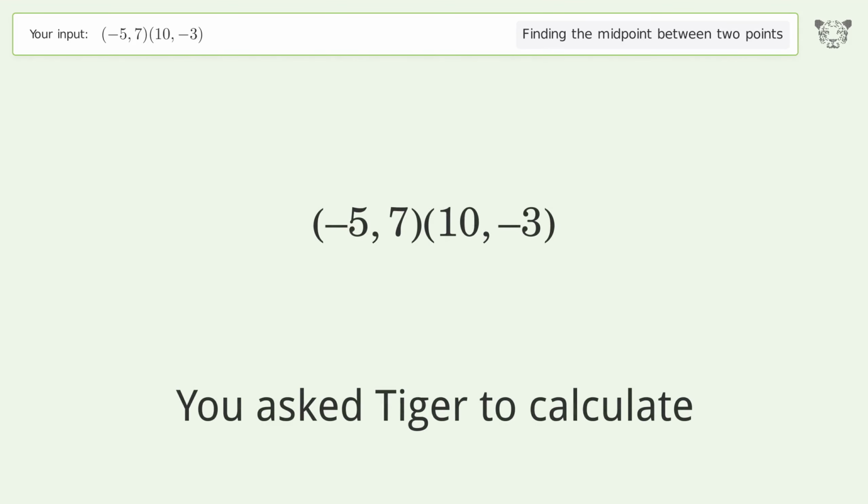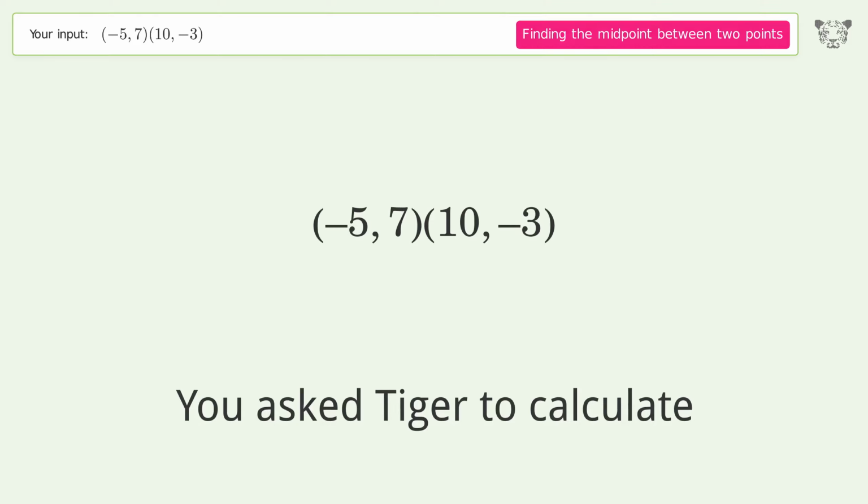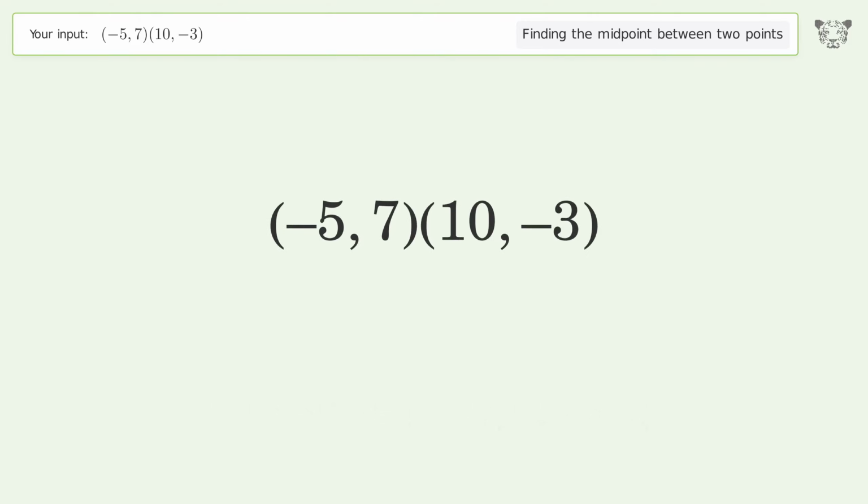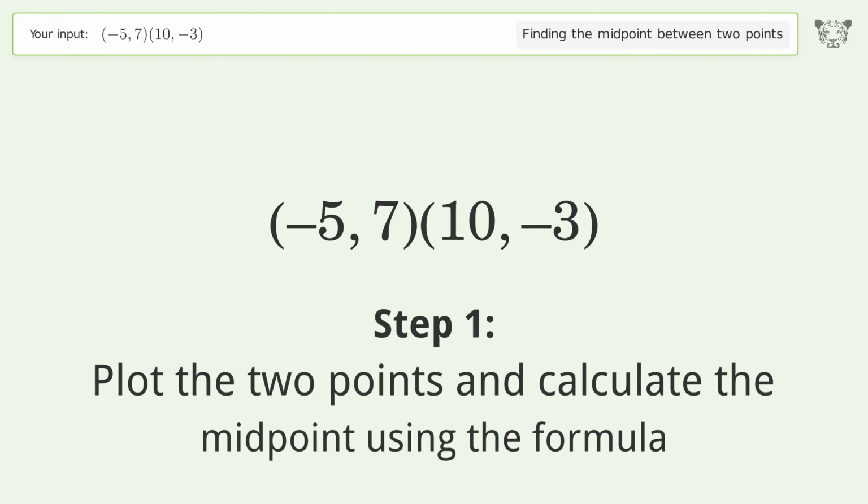You ask Tiger to calculate. This deals with finding the midpoint between 2 points. The midpoint between the 2 points is (2.5, 2). Let's solve it step by step. Plot the 2 points and calculate the midpoint using the formula.